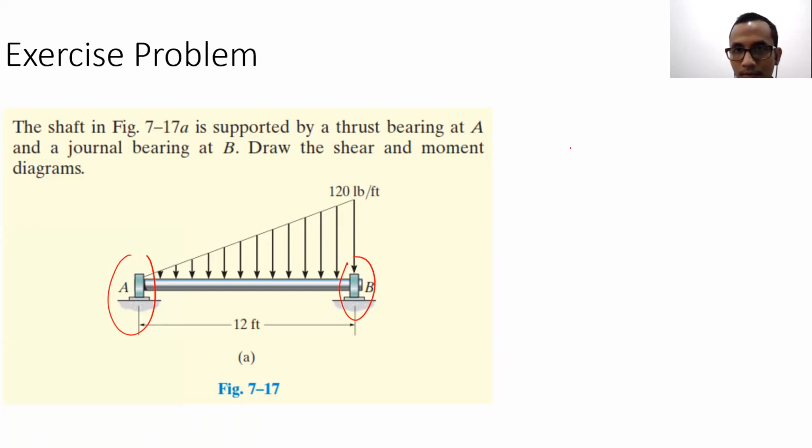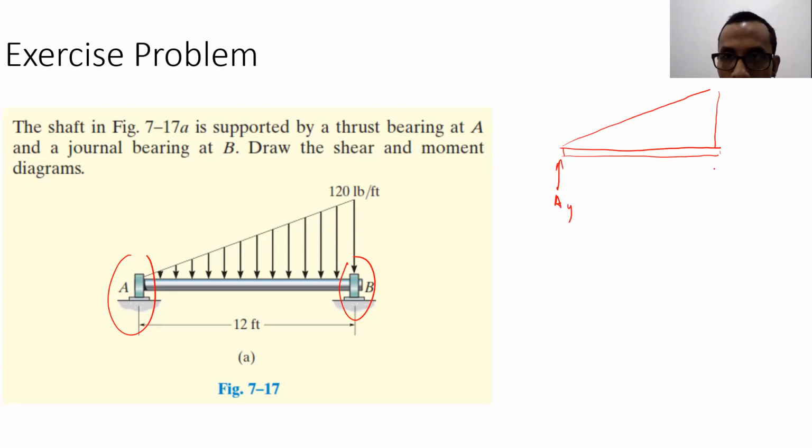Okay, so let's try to draw the free body diagram of the beam. There is a distributed force. At A, thrust bearing and journal bearing. AY, BY, BX. Then what are we supposed to do next in order to solve for AY, BY, BX?